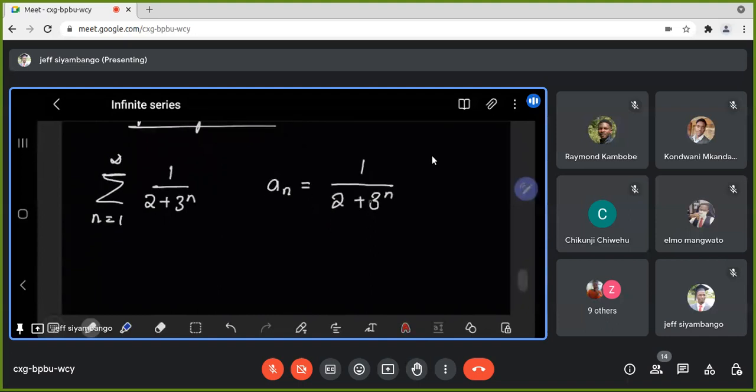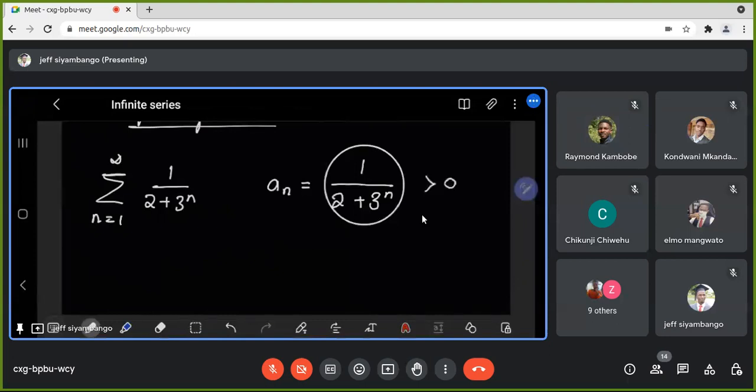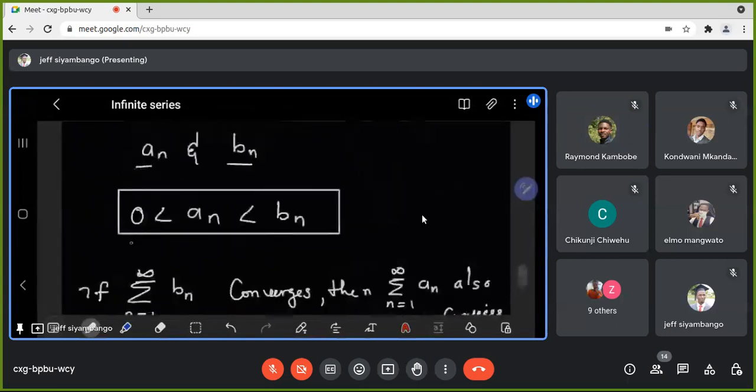Now, based on this An, you can tell that regardless of what n is here, this expression will never give you a negative. Can you see that? Yes. So this clearly is greater than 0. So the first part of this condition has been satisfied. An is greater than 0.